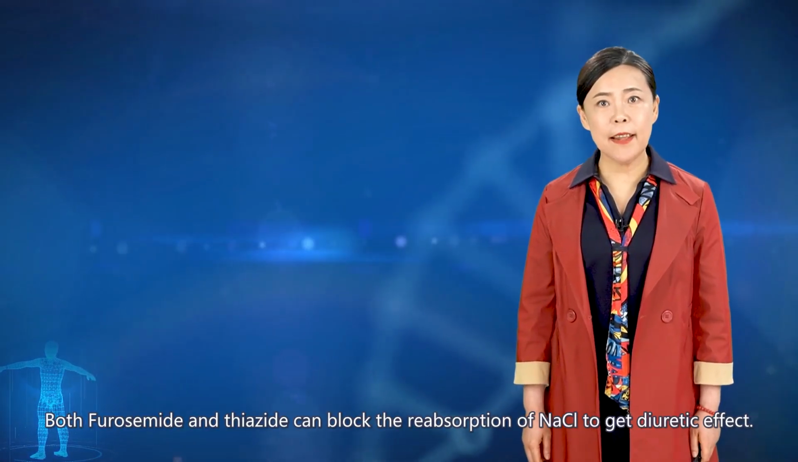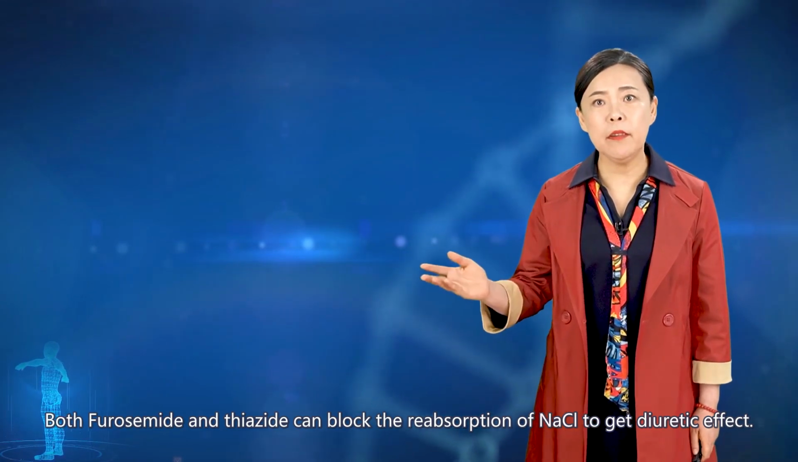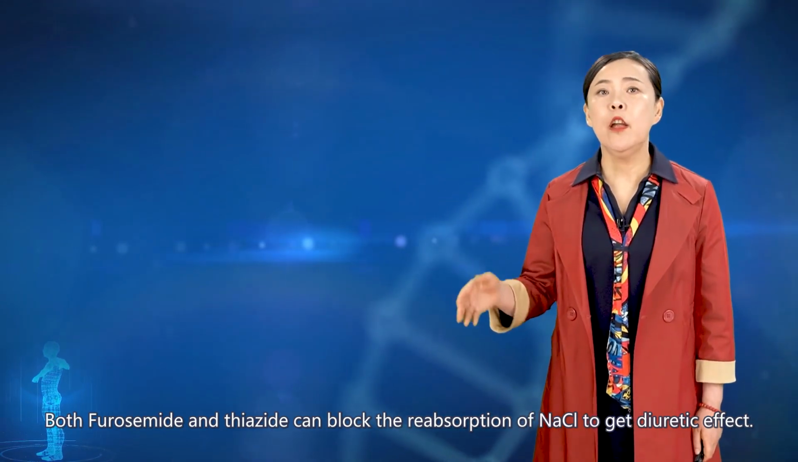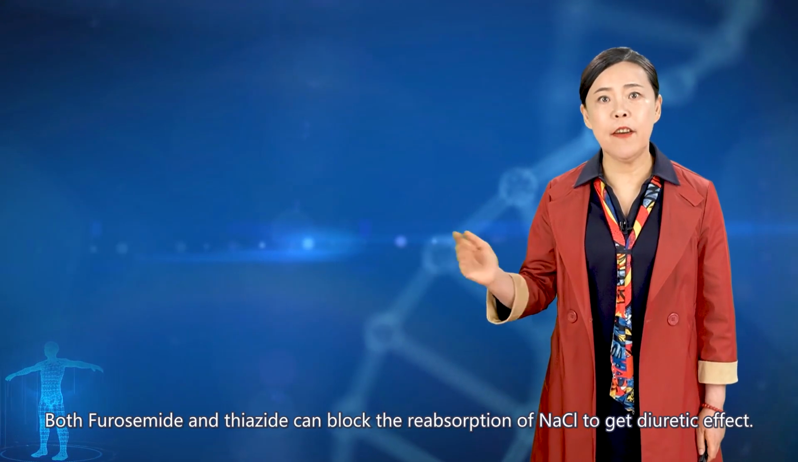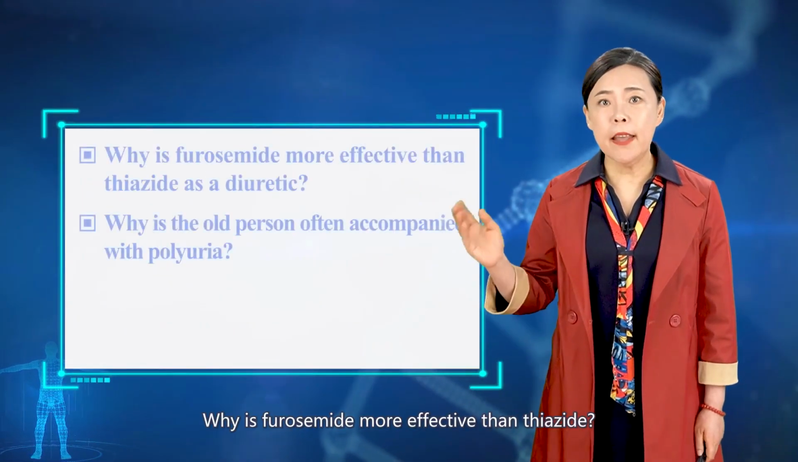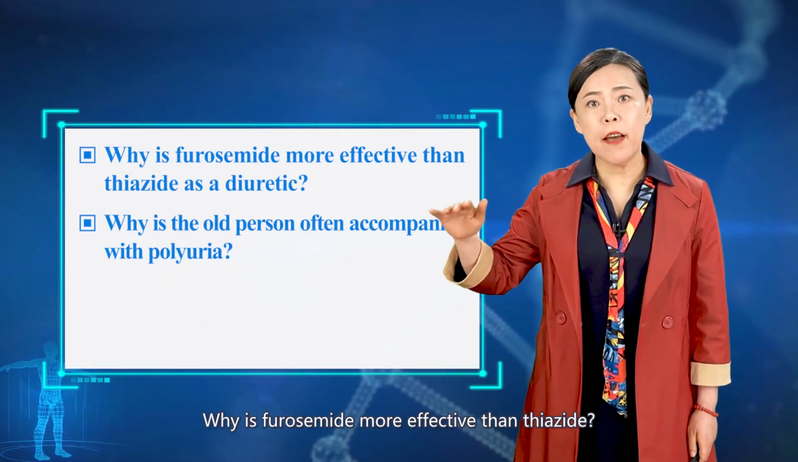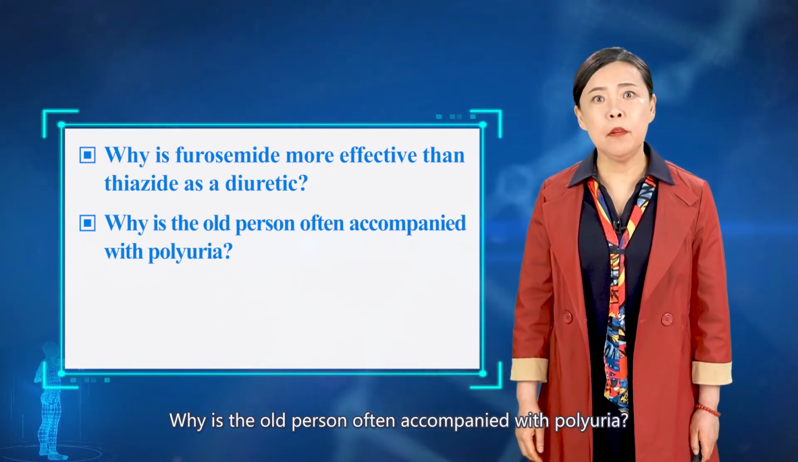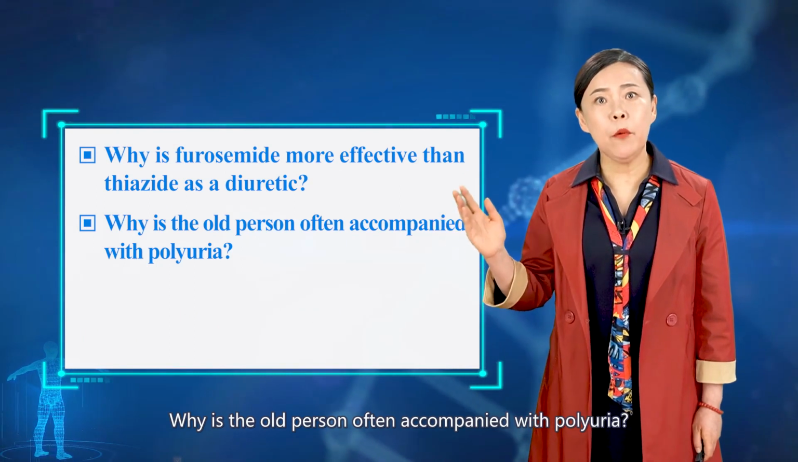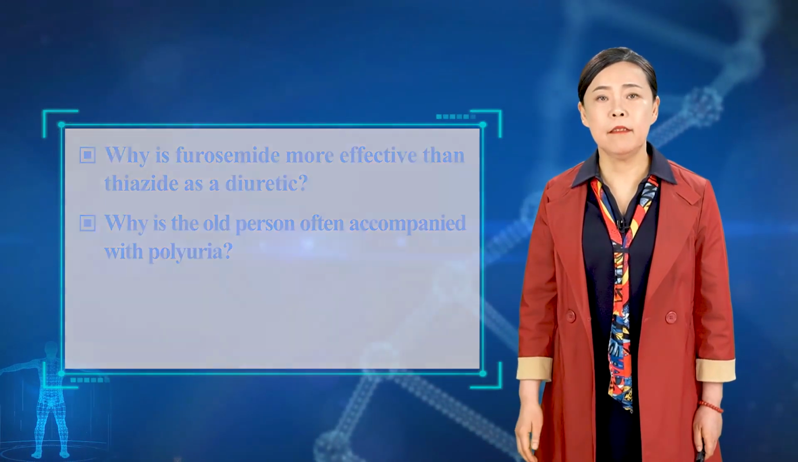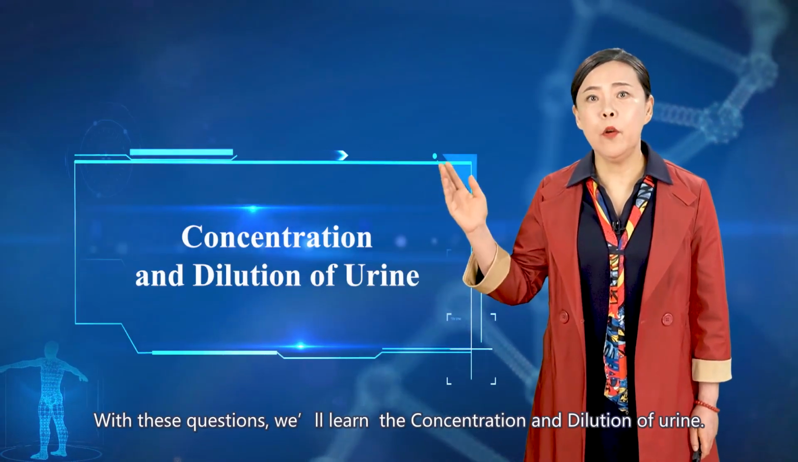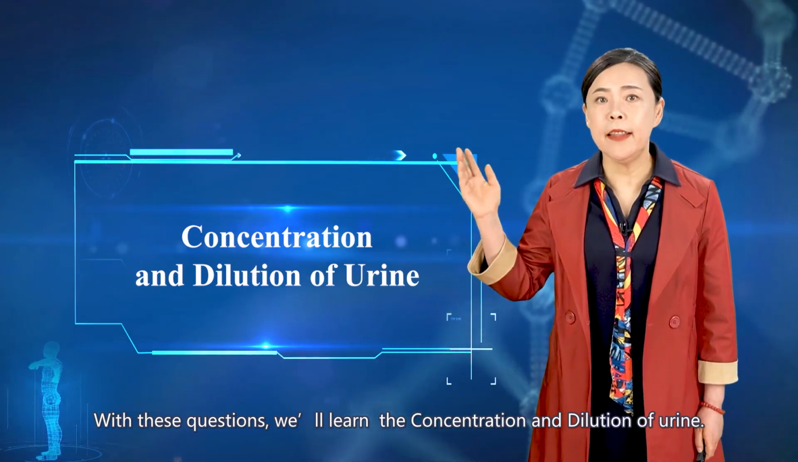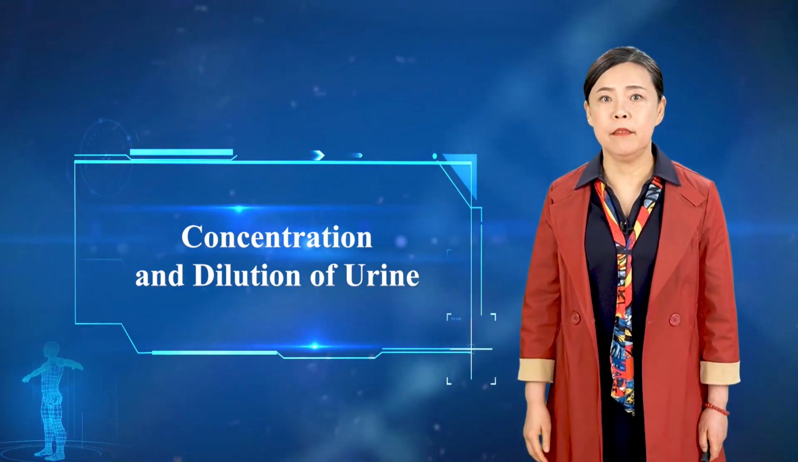Furosemide and thiazide can block the reabsorption of sodium chloride to get a diuretic effect. Why is furosemide more effective than thiazide? Why is the old person often accompanied with polyuria? With these questions, we will learn the concentration and dilution of urine.